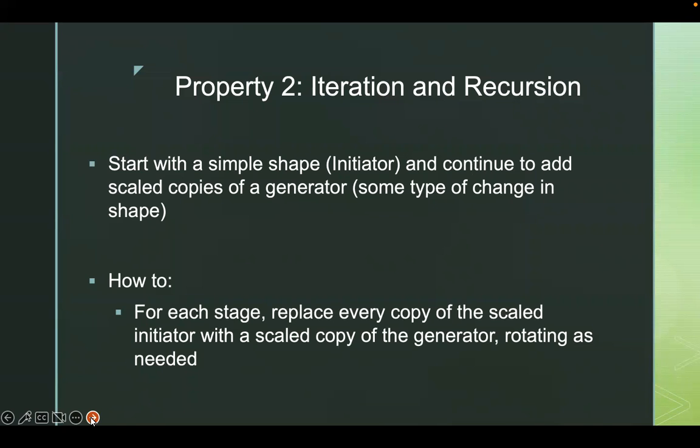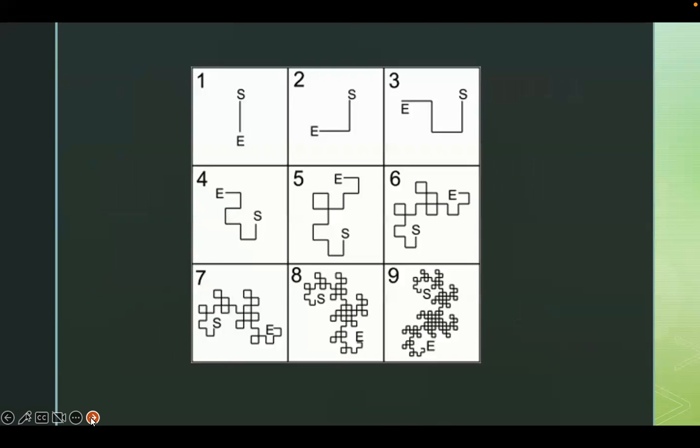So for each stage, when we talk about stage, it's like we start with something, and then stage 1 is we add that generator. And then stage 2, we add another generator, right? We continue to just repeat, because remember, we're repeating the same thing. That's the idea of fractals. So for each stage, replace every copy of the scaled initiator with a scaled copy of the generator, rotating as needed.